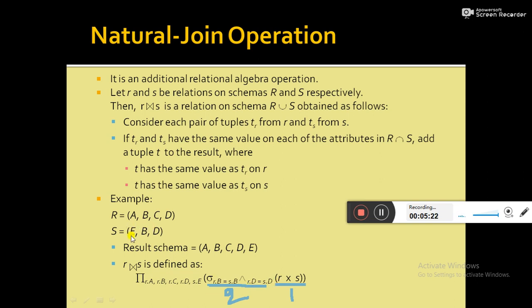If R and S have a single common attribute, say B is the only common attribute and D is not here, then the predicate will change. It will be R dot B equal to S dot B, because B is the only common attribute. Suppose D is not there, so that part will not be over there. So again I am repeating it.